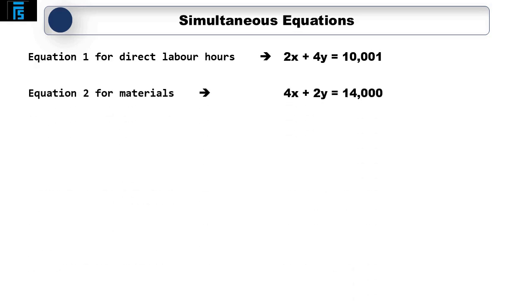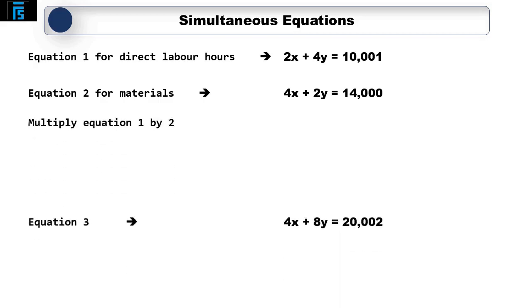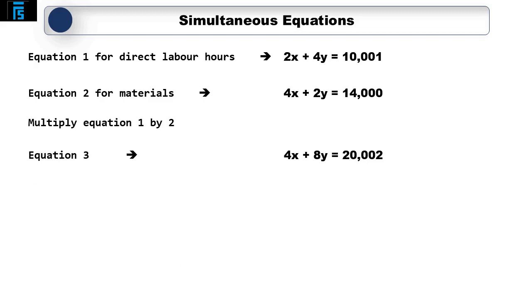Equation 2 for materials would be 4x plus 2y equal to 14,000. Please note that we are only changing one limited factor at a time. In this case, we're calculating the cost of an additional hour of labor rather than material. In order to solve this simultaneous equation, multiply equation 1 by 2. Create a third equation, 4x plus 8y equal to 20,002.